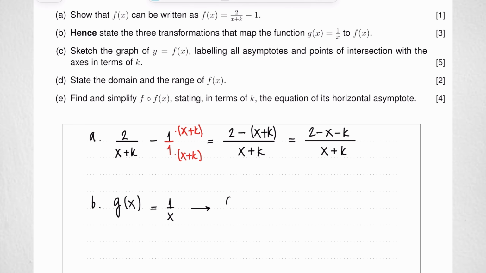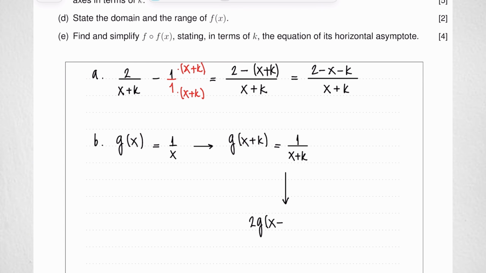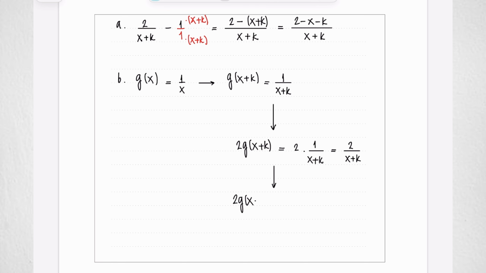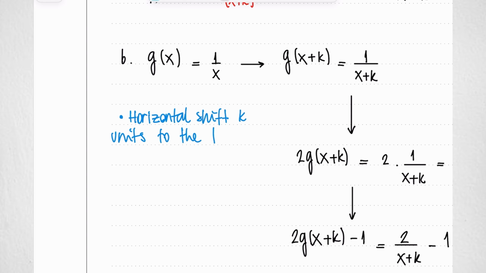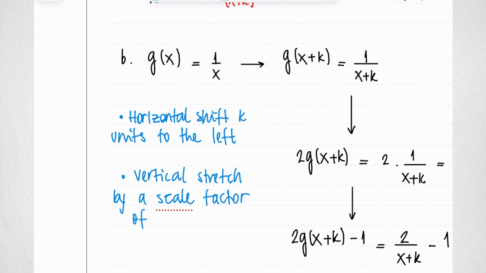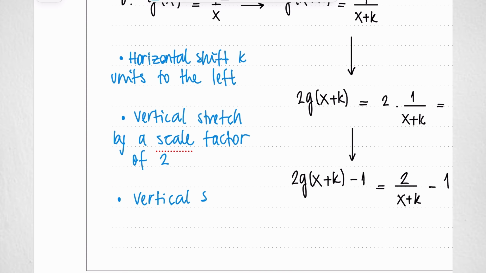And we have three transformations. Number one, a horizontal shift k units to the left, which produces 1 over x plus k. Transformation number two, a vertical stretch by a scale factor of 2, which gives us the following. And transformation number three, a vertical shift 1 unit down. Now let's list all these transformations right here. And do remember that the transformations which involve x, they come before the ones that involve y. That's why the vertical shift 1 unit down was the last one. So horizontal shift k units to the left, vertical stretch by a scale factor of 2, and then lastly vertical shift 1 unit down. And now we proceed to the sketch.